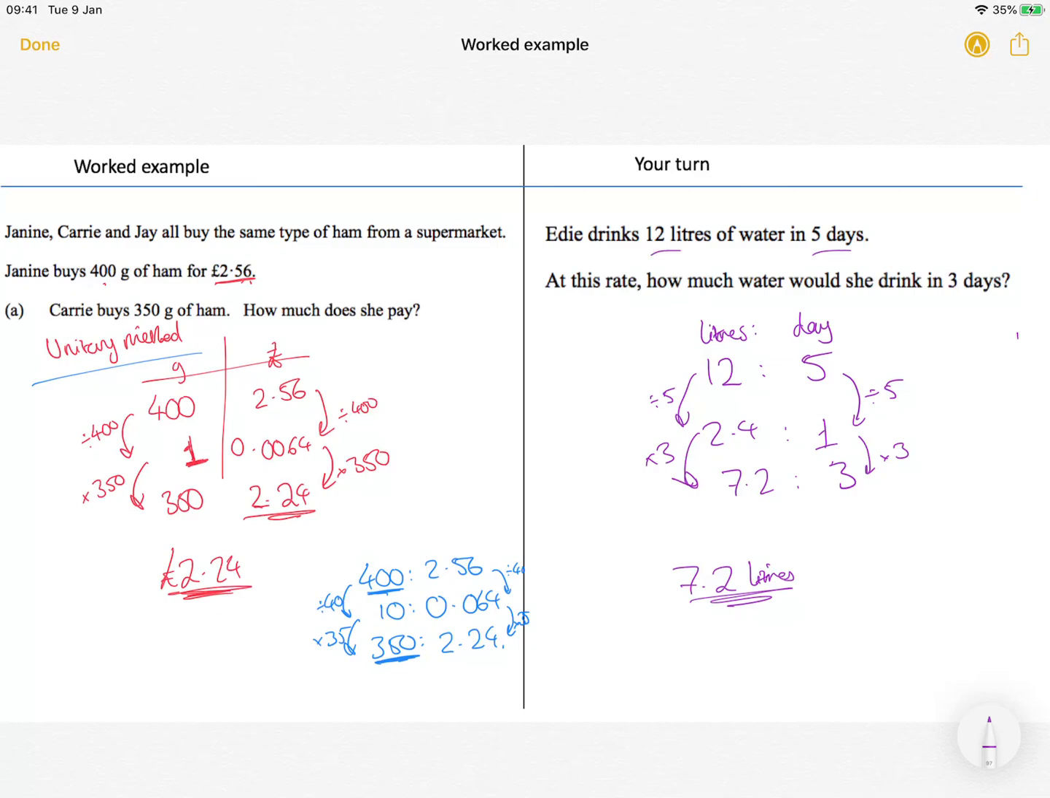Again, let's just check that makes sense. So 12 litres, 5 days. Well, I'm talking about less days now. So she must drink less water, which I've got. So it does make sense. It's always worth just checking your answer makes sense.